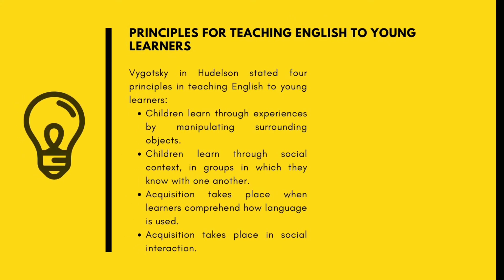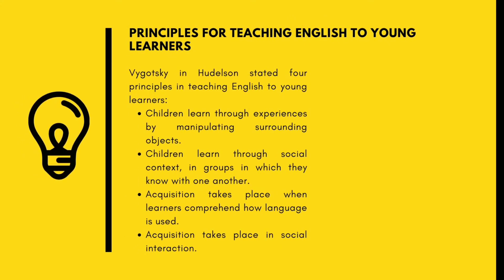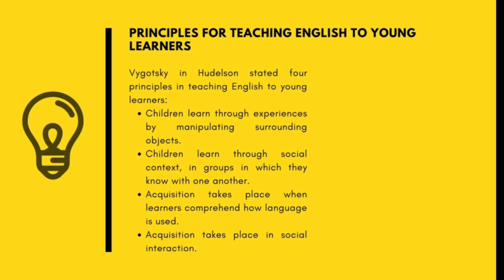Principles for teaching English to young learners. Vygotsky in Huddleston states four principles in teaching English to young learners. First, children learn through experiences by manipulating surrounding objects. Children are usually in what is called the concrete operational stage of cognitive development. It means that children learn through hands-on experiences and manipulation of objects in the environment. Therefore, it is important for teachers of young learners to use media or realia in presenting the activities or material so that the materials are understood easily.